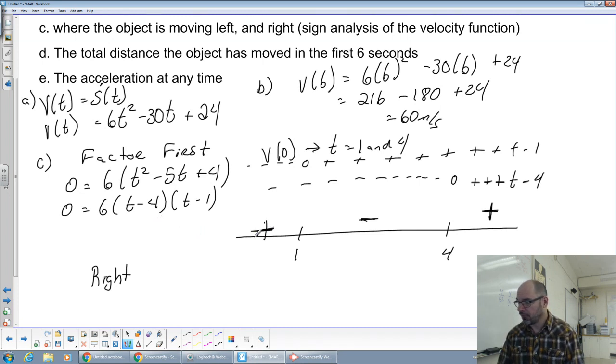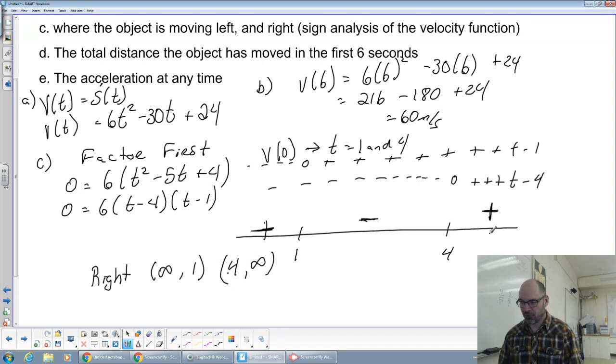Okay, so from infinity to 1. That one there is blank because right there, that's a 0 velocity. That's where it flattens out. This is where it changes. And also it's going from 4 to infinity here.